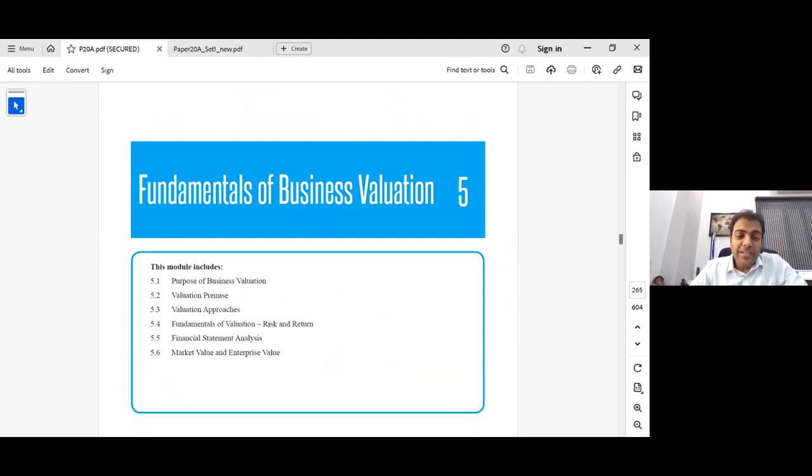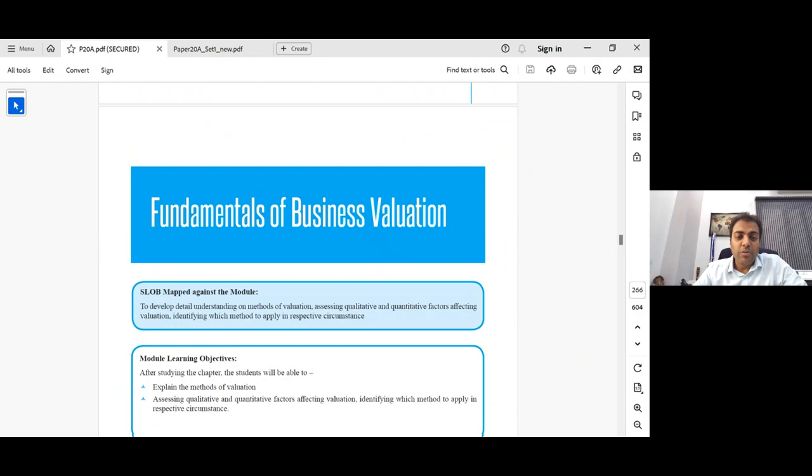You learn a little bit about financial statement analysis, which is fairly easy. You've already done that in many cases. And then we talk about what is market value and enterprise value, right? That's what you have in module 5.